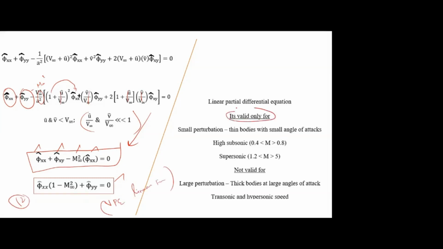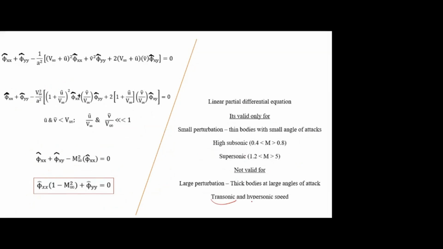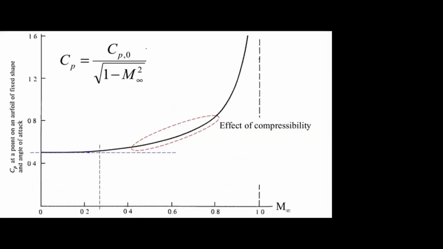This equation is valid only for small perturbation, that is thin body with a small angle of attack. It is not valid for large perturbation induced by thick bodies and large angle of attack. And it is valid only for high subsonic flow, 0.4 to 0.8, and for supersonic, 1.2 to 5. It is not valid for transonic and hypersonic. Okay, don't forget, you have to memorize this. Why? Because we are going to derive the CP from it, and from that we will draw this graph. I will explain now itself. We will derive these equations for CP, compressible, incompressible and all.